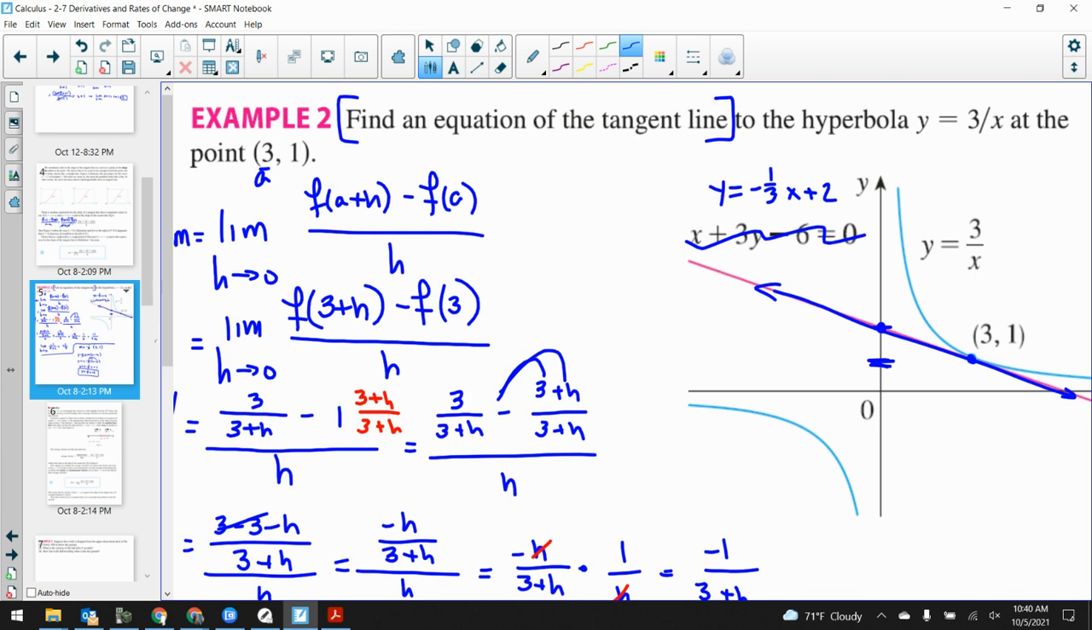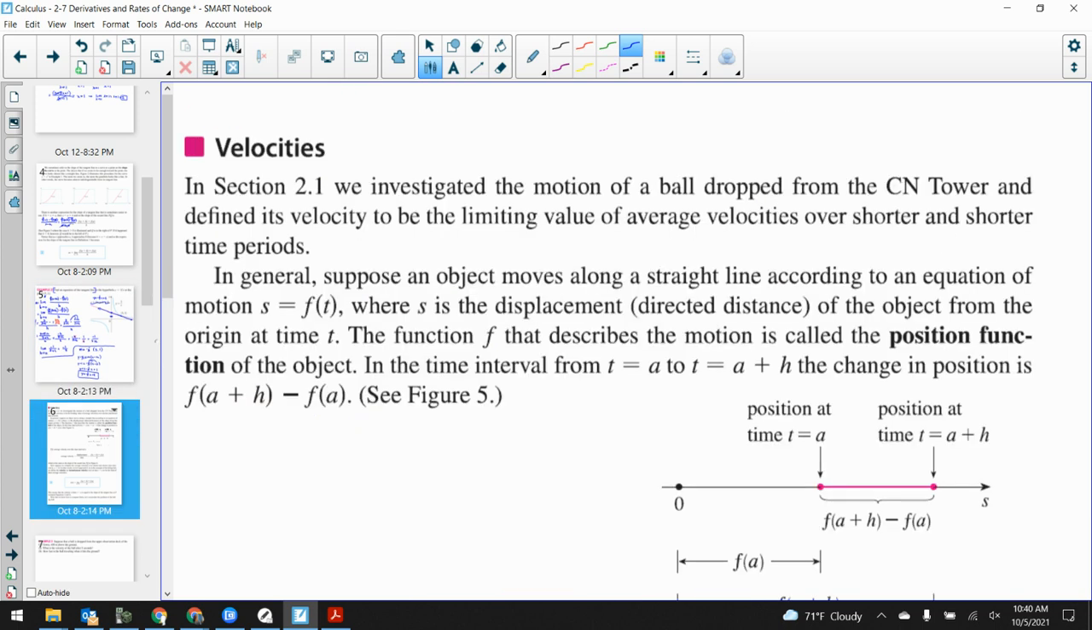Okay. Now, we talked about the tangent line problem on our first day, but we also talked about the velocity problem on our first day, chapter 2, right? So let's see how the velocity problem relates to this. In section 2.1, we investigated the motion of a ball dropped from the CN Tower and defined its velocity to be the limiting value of average velocities over a shorter and shorter time period. We said, okay, we're going to drop a ball.